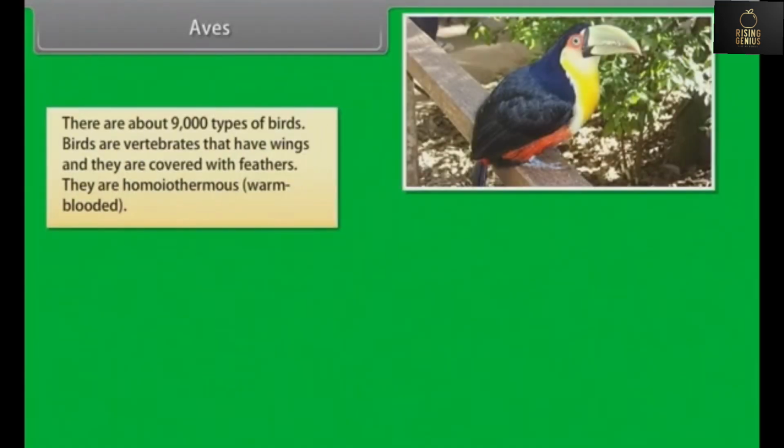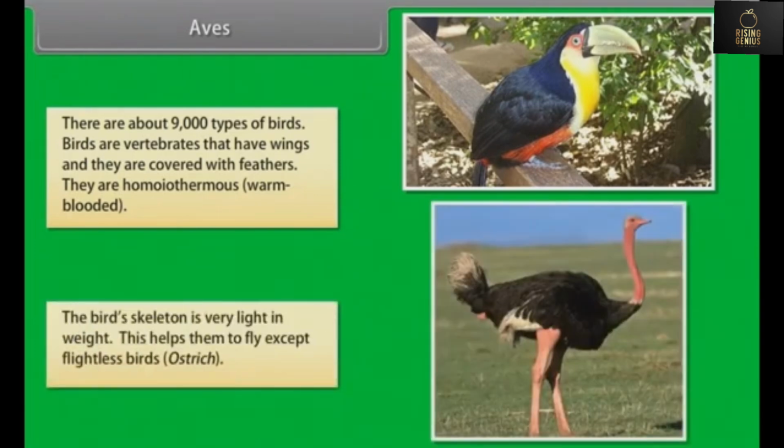Aves. There are about 9,000 types of birds. Birds are vertebrates that have wings and they are covered with feathers. They are homeothermous or warm-blooded. The bird's skeleton is very light in weight. This helps them to fly, except flightless birds, example ostrich.